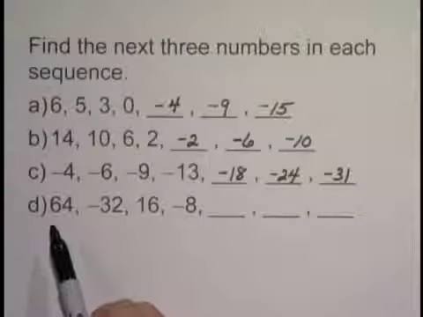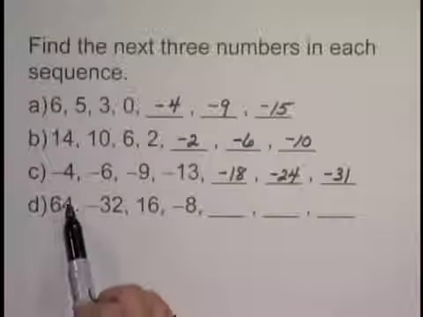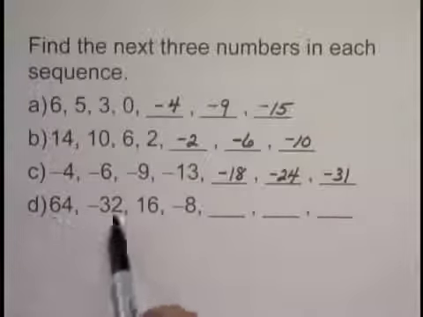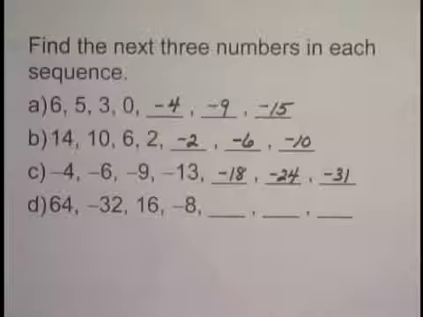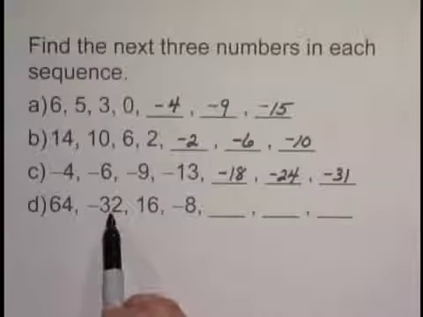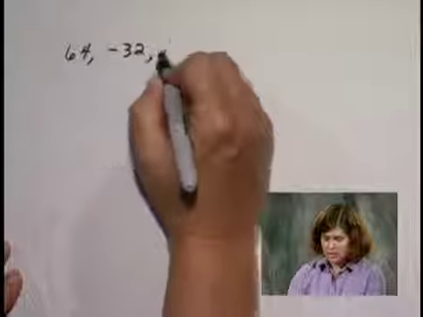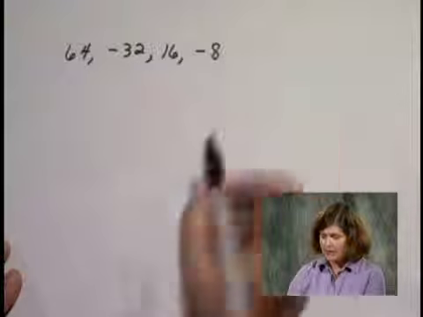Now there's something different with this last sequence because we have a positive number, a negative number, a positive number, and a negative number. If we were to subtract, it doesn't look like it's going to be a subtraction thing. The other thing to look at besides addition and subtraction is one of these divided by another one. And if we look at the ratio here, we'll see that the ratio of the two numbers is the same. We have 64, negative 32, 16, and negative 8.